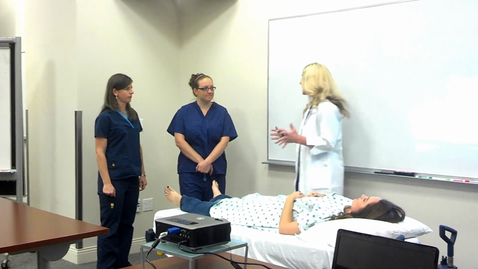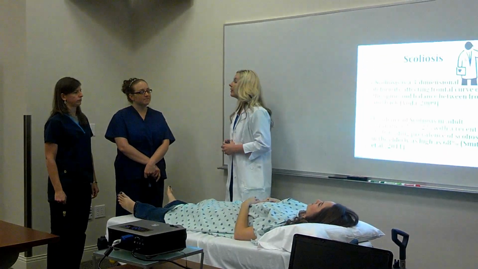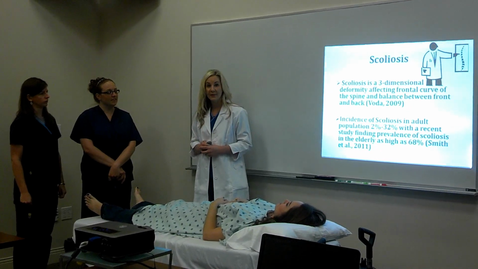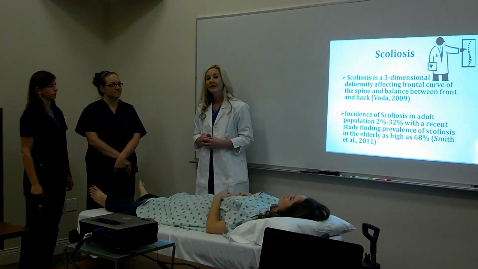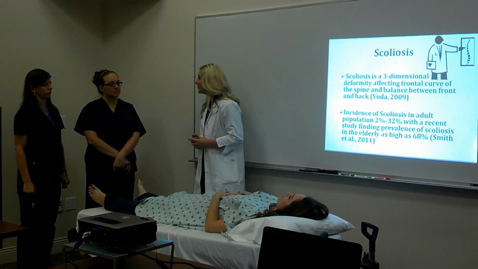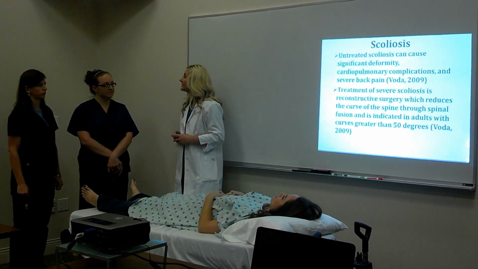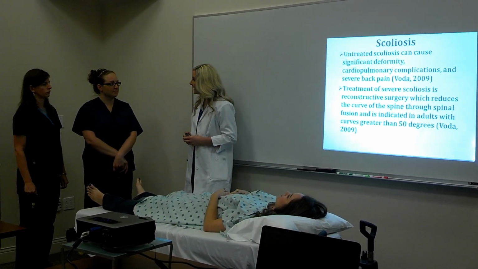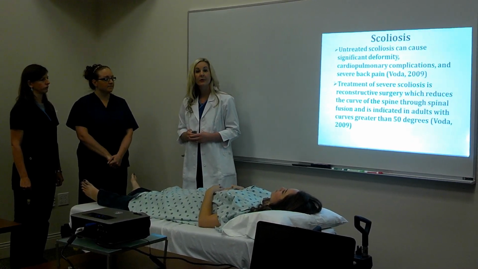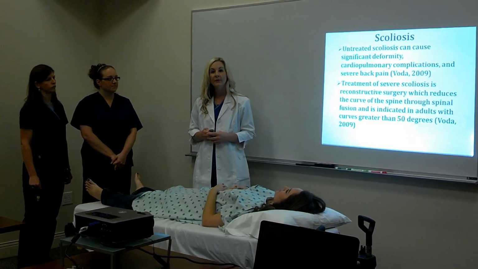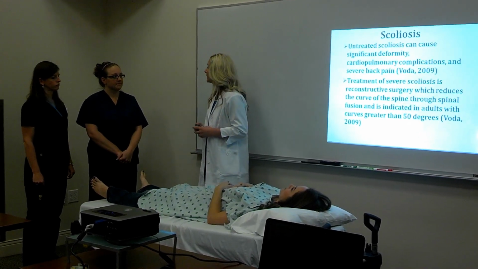So let me tell you just a little bit about scoliosis. Scoliosis is a three-dimensional deformity that affects the frontal curve of the spine and affects the balance between the front and the back. Scoliosis is prevalent in the adult population at 2 to 32%. Now, Melissa and Ashley, if scoliosis is left untreated, it can cause severe deformity, cardiopulmonary complications, and severe back pain. One way to correct severe scoliosis is through corrective surgery, where they correct the curve of the spine through spinal fusion, and it is indicated for adults with curves greater than 50 degrees.